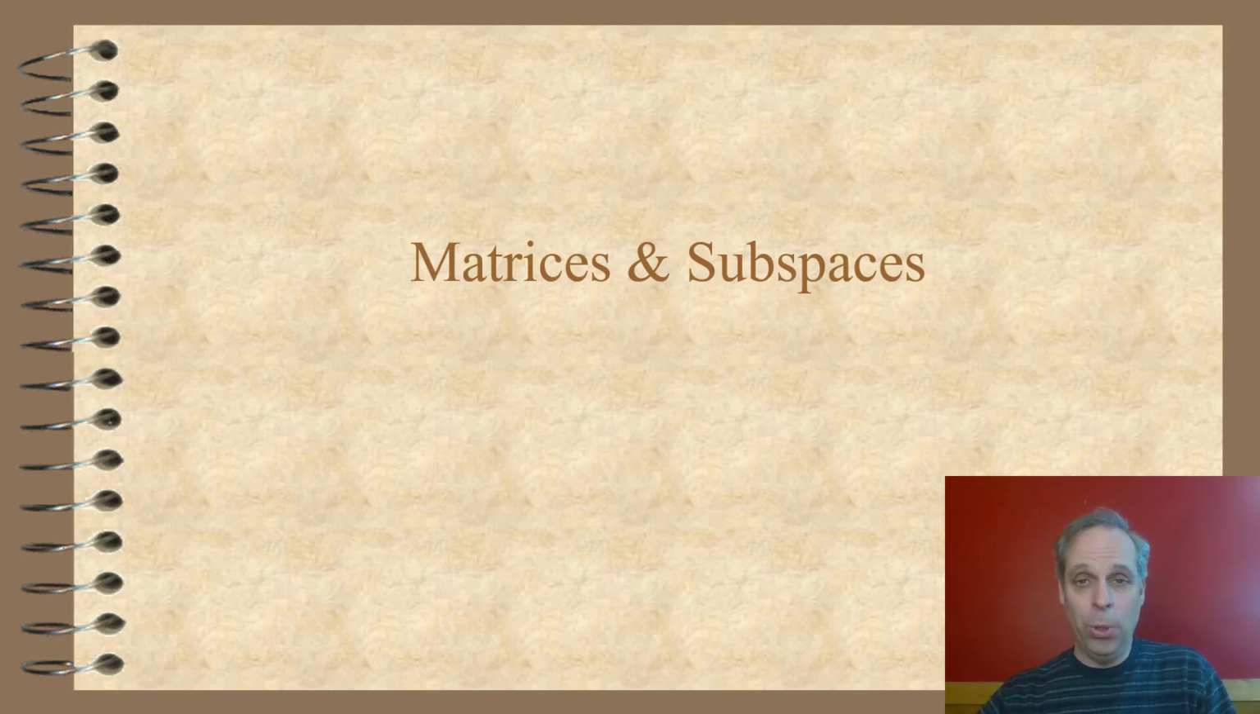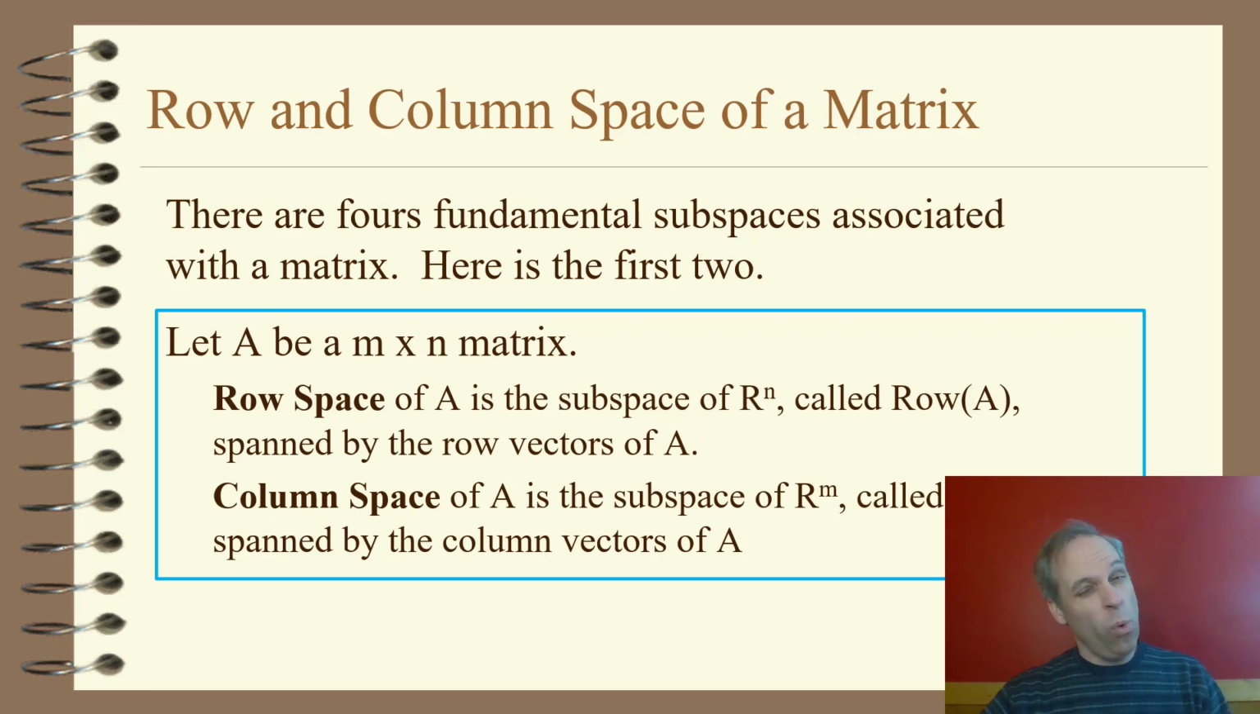So let's now go and look at the subspaces that are naturally associated with the matrix. There are 4 such subspaces. I'm going to look at only 2 for now. One is called the row space of a matrix. That is just the subspace that is spanned by the rows. And then there's the column space, which is the subspace that is spanned by the columns.